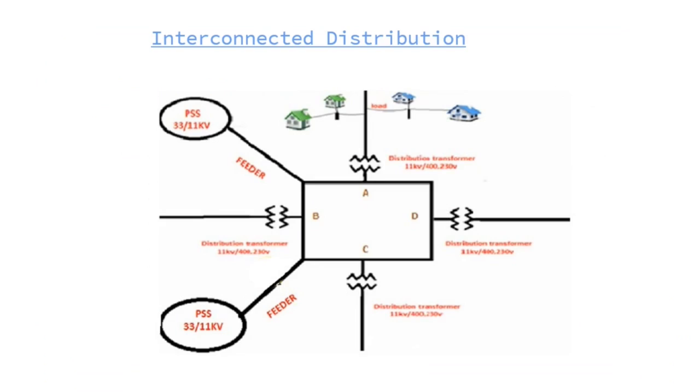In this picture you can see interconnected distribution. So if any fault occurs between any consumer and the substation, then the consumer will have an alternate option to get electricity. So this is a great advantage for the consumer to be connected.